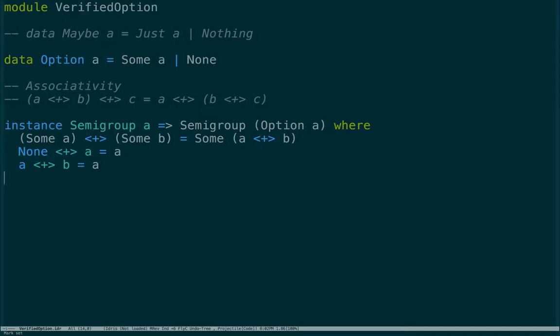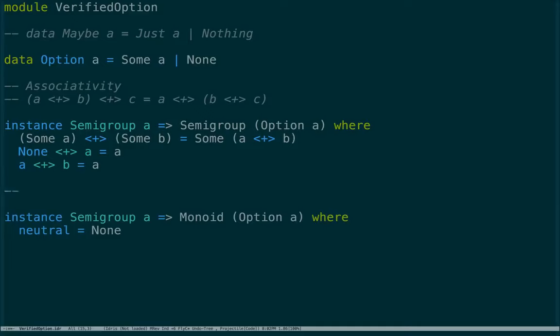But let's first finish off defining the monoid since we've only defined the semigroup. Given the semigroup, we should also be able to define a monoid. And here we've got this thing called neutral, also known as the zero element or the identity element. And that will be none in this case.